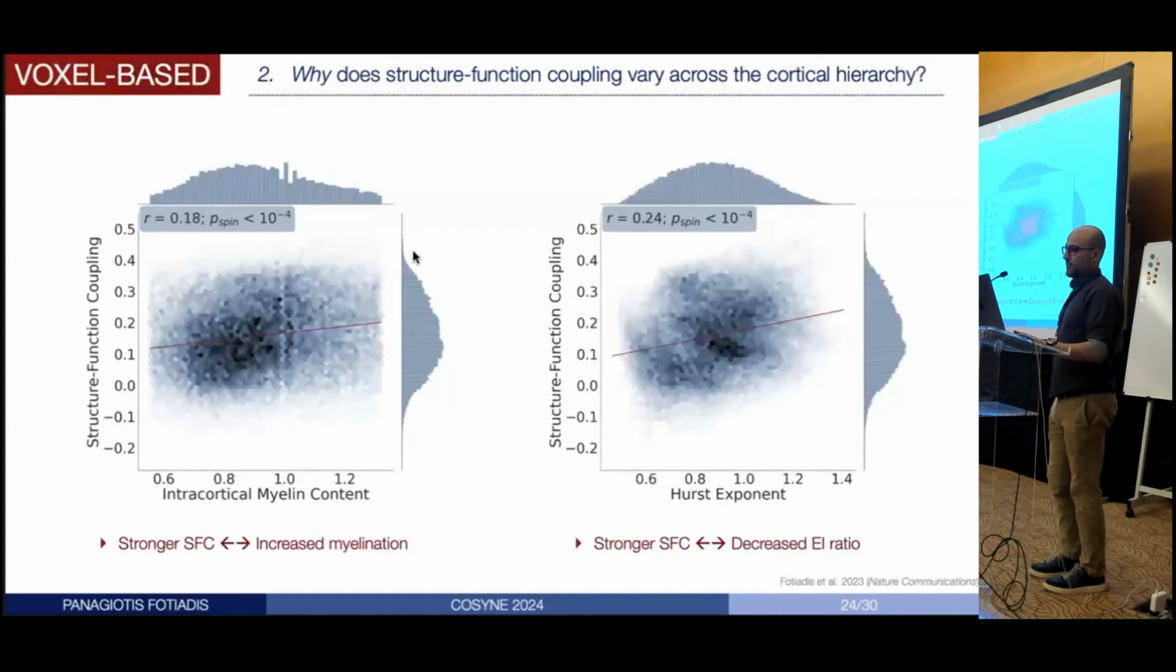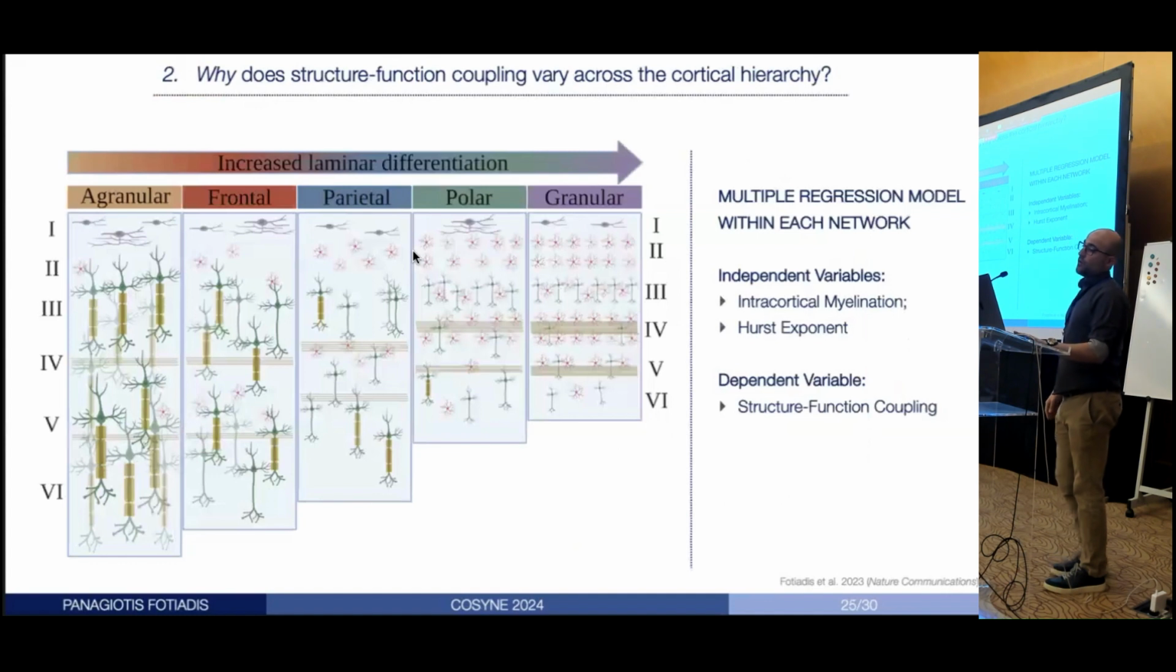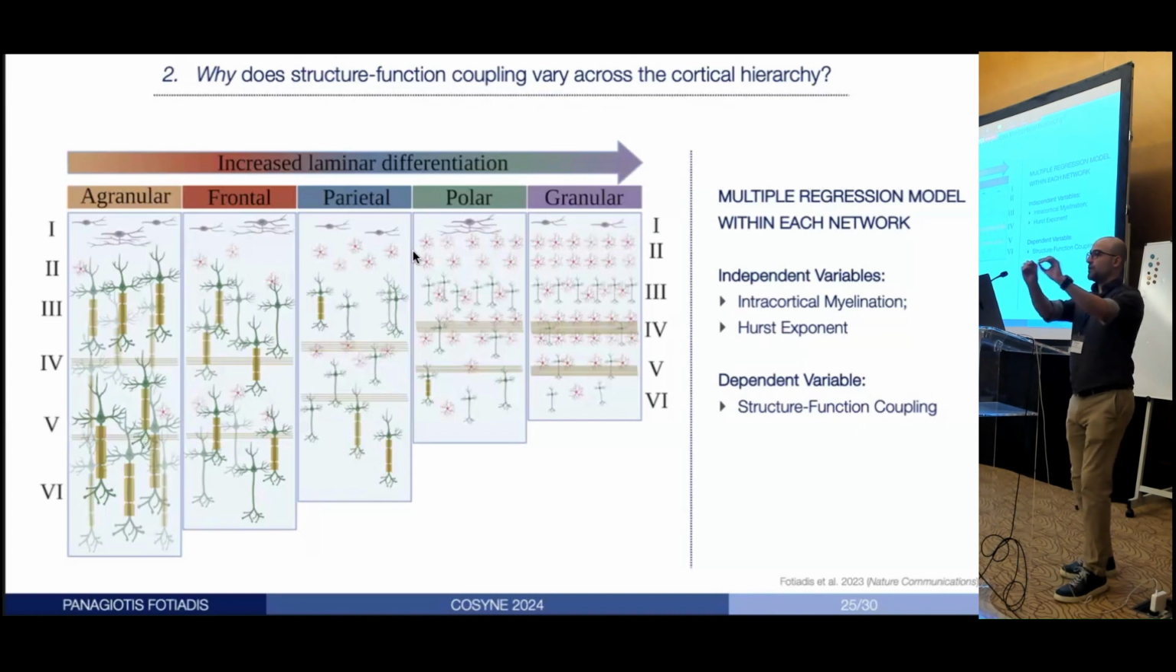We showed the exact same thing with the voxel-based results. As you can see here, just a lot more data points. And then the last thing that we did was essentially try to look at the relationship between intracortical myelination, excitation inhibition balance as estimated by the Hurst exponent, and structure function coupling across each one of the 5 neurobiological networks that I mentioned earlier, the granular ones. And for that, we used multiple regression models.